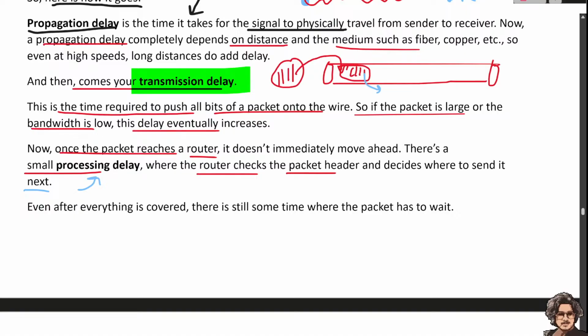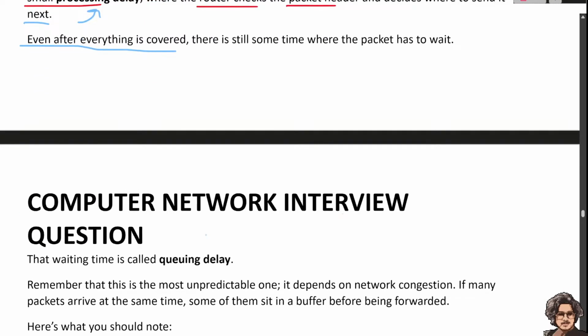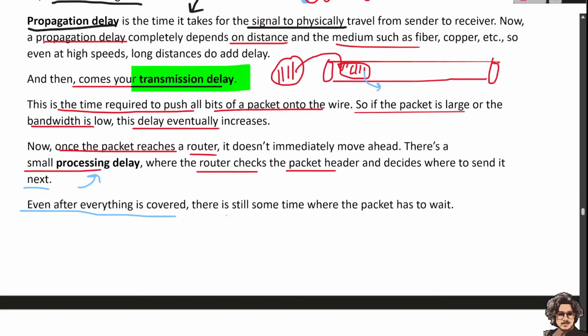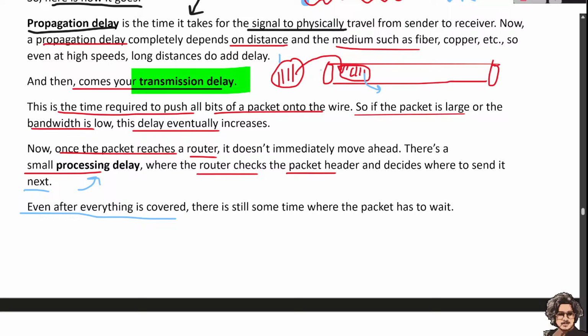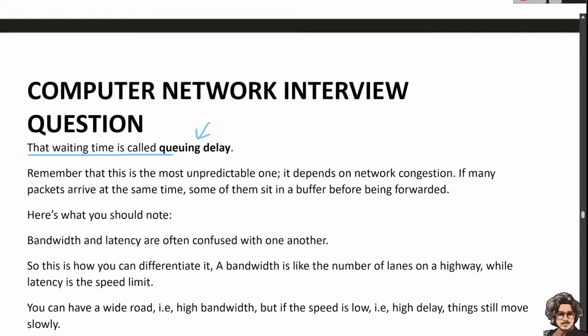Pushing data into the wire is the transmission delay. Even after everything is covered, there is still some time where the packet has to wait. This waiting time is called queuing delay. The packet has to wait because the router is busy processing other things. Remember that this is the most unpredictable one, and it depends on network congestion. If many packets arrive at the same time, some of them have to sit in the buffer before being forwarded.